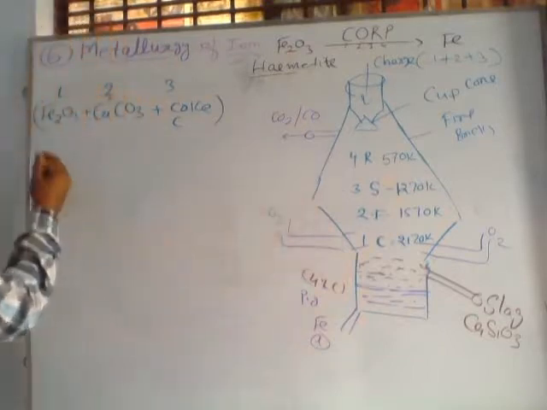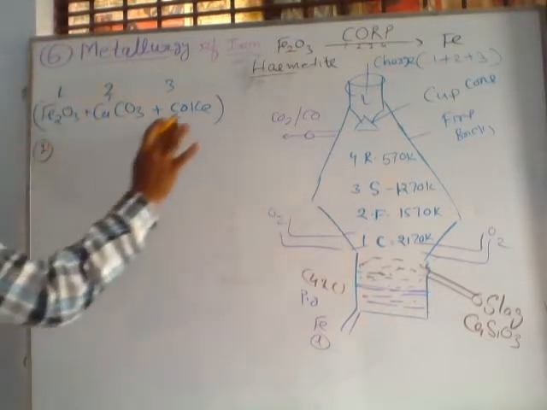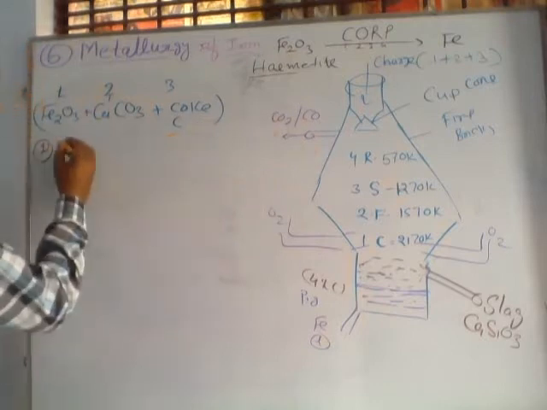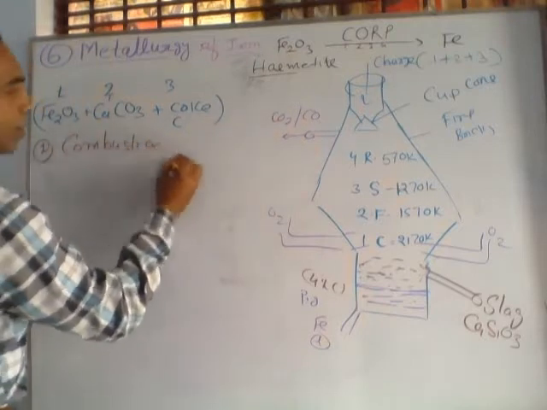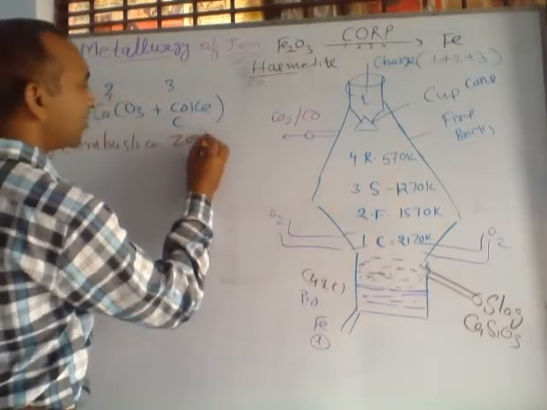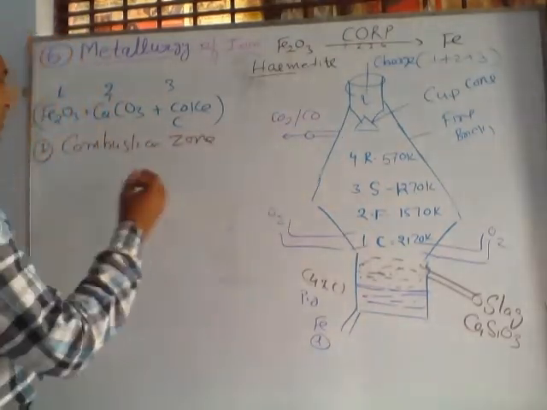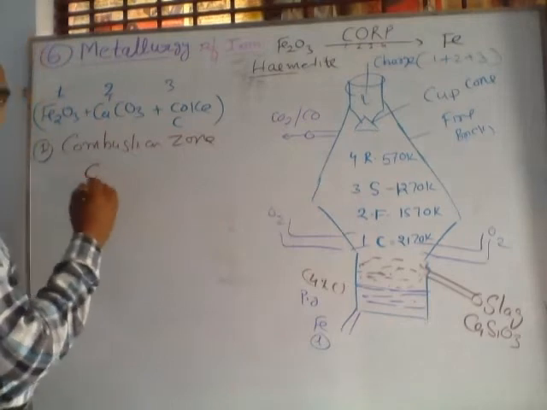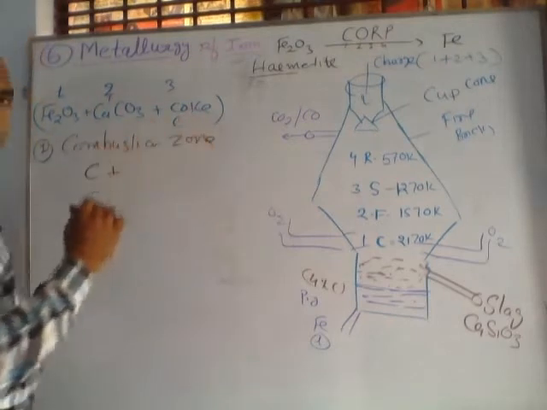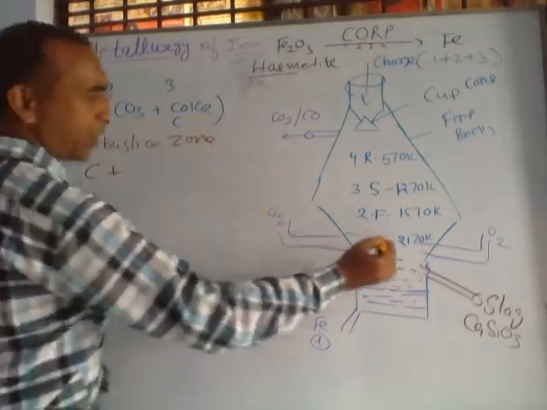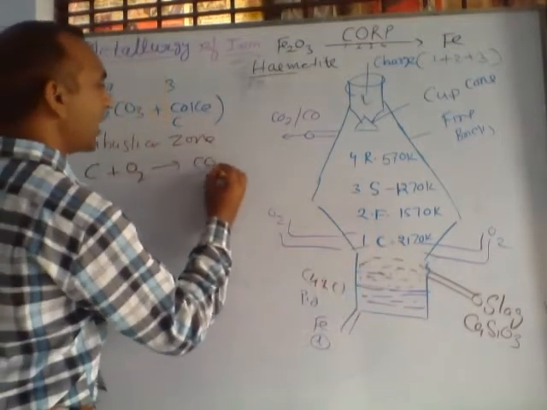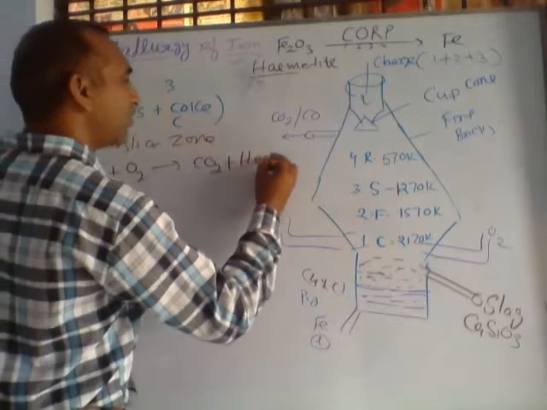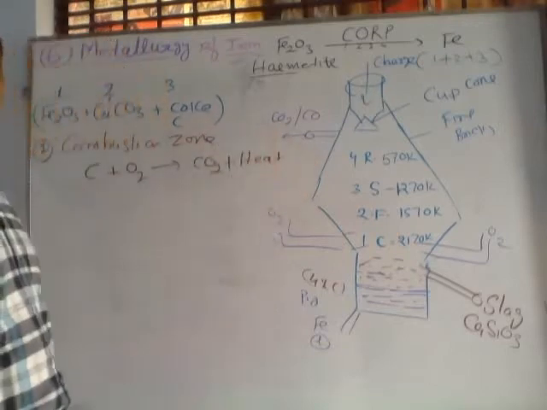So number 1, chemical reactions. Number 1 means C, which stands for combustion zone. In the combustion zone, this carbon in the form of coke reacts with oxygen at high temperature and forms carbon dioxide along with heat. This is first.